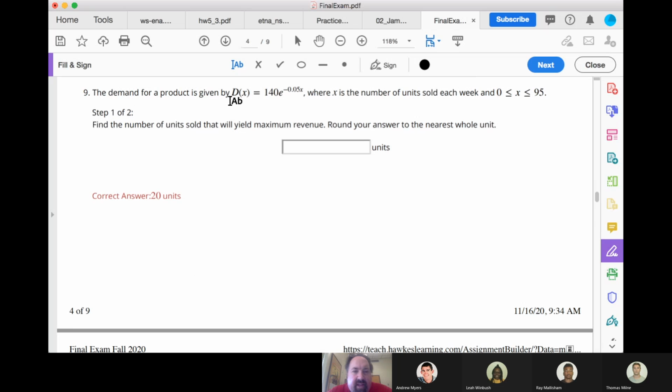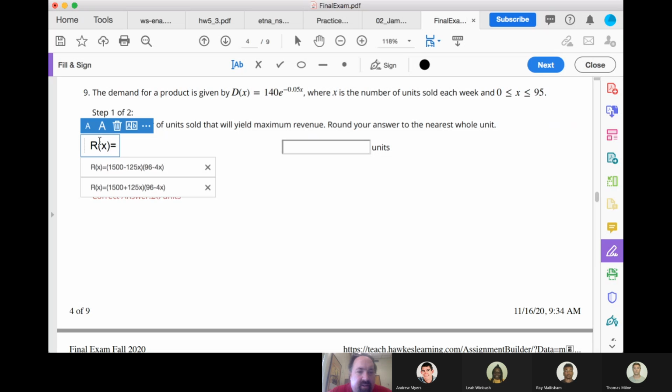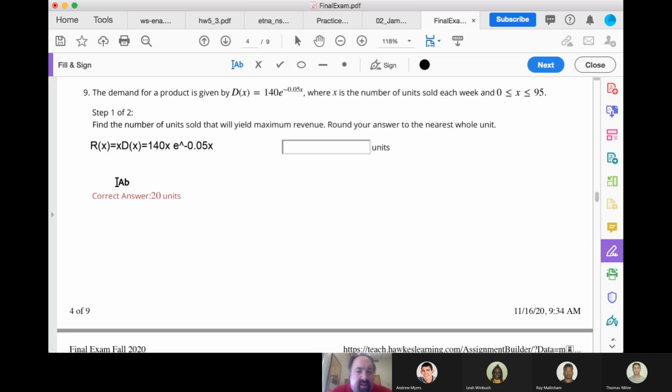Okay. Here's a demand function, so that would indicate the price at which it would sell. And we're trying to maximize revenue. So revenue, which I'll call R of x, is x times the demand function. So that would be 140x e to the -0.05x. So this is the function we want to find the maximum of.